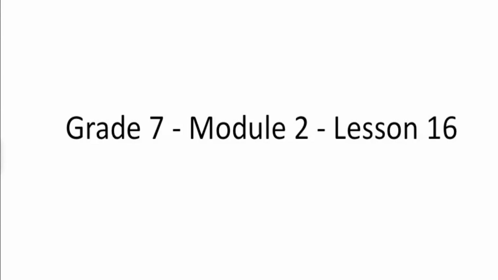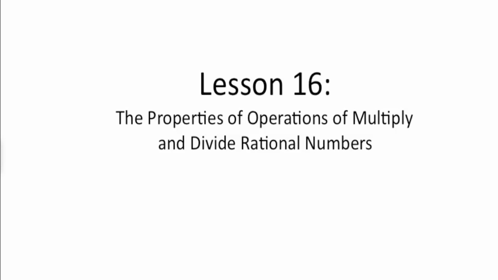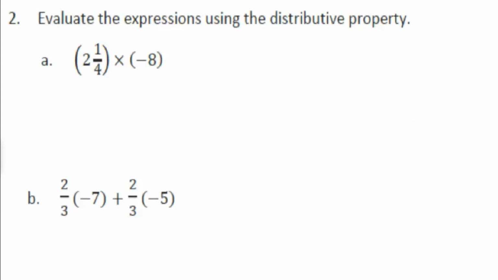Welcome to Common Core Math. This is Grade 7, Module 2, Lesson 16. The focus of this lesson is on the properties of operations to multiply and divide rational numbers. We are going to look at Problem 2 from the problem set.